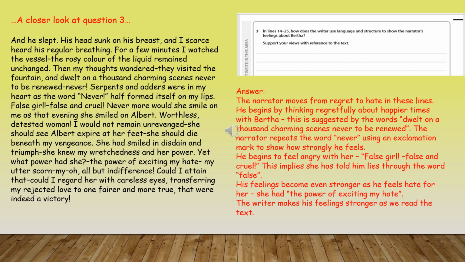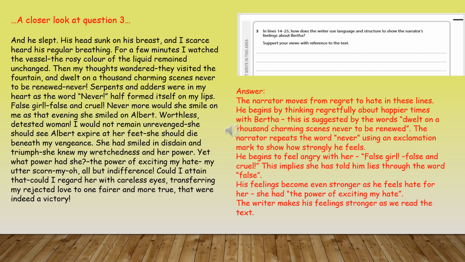In this slide, you'll see a model answer to question 3. Question 3 asks you to look specifically at lines 14 to 25 and asks you to explain how the writer uses language and structure to show the narrator's feelings about Bertha. Don't get overly concerned about the expression language and structure. You've literally just got to explain what happens here to show how his feelings are revealed.